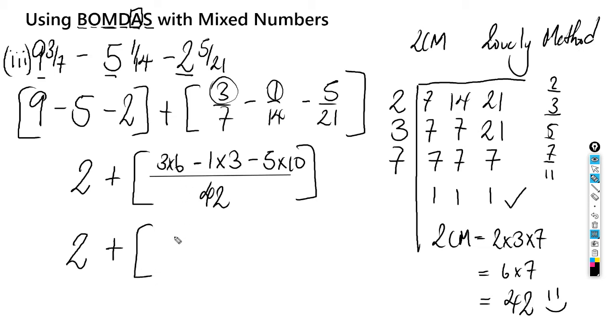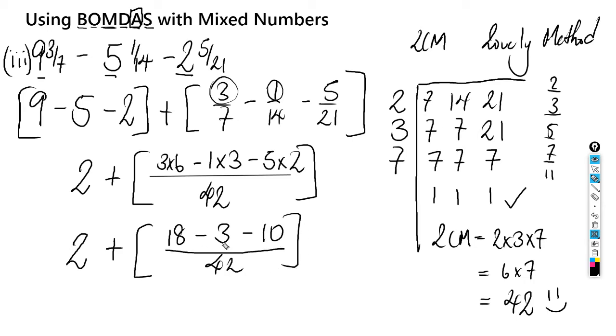So we should end up with 2 here, plus 3 multiplied by 6 gives us 18, minus 3. 1 times 3 would be 3, and 5 times 10. Oh, 5 times 2, not 10. Where did that 10 come from? 21 goes into 42 2 times, not 10 times, so this is 5 times 2. So we end up with minus 10 here, all over 42, okay?